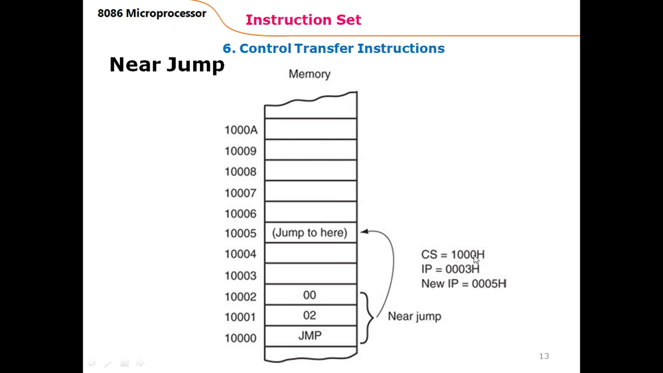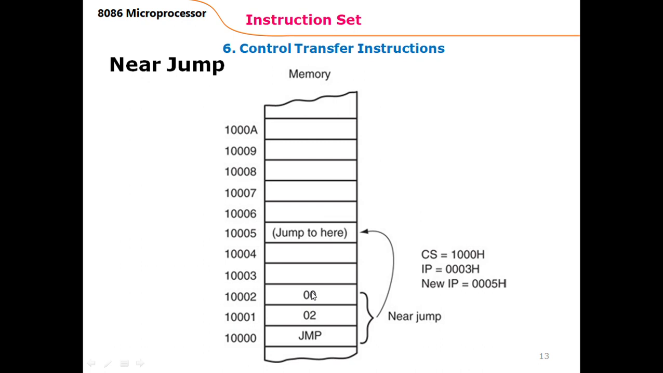The new jump address is calculated by adding the current address of the instruction pointer, which is 003, and the value in the displacement, which is 002. When 003 and 002 are added, the new content of the instruction pointer would be 005. This 005 is added with the left-shifted value of the code segment register, and a new physical address is calculated. That new physical address is 10005, which is the address of the next instruction to be executed.